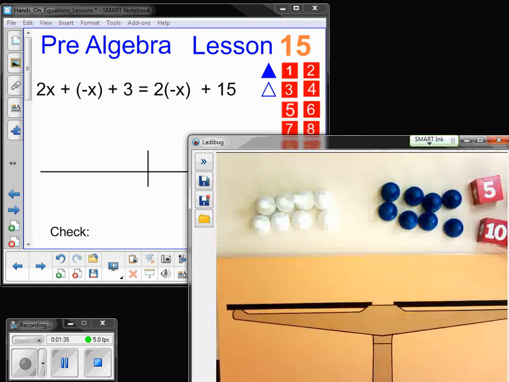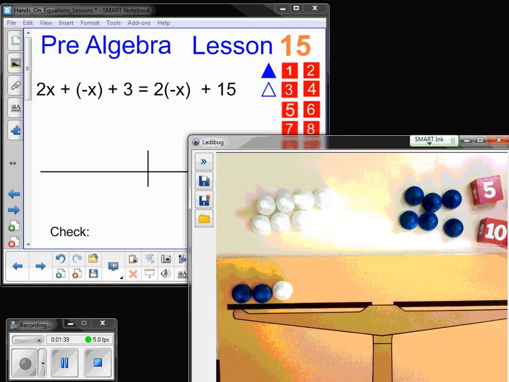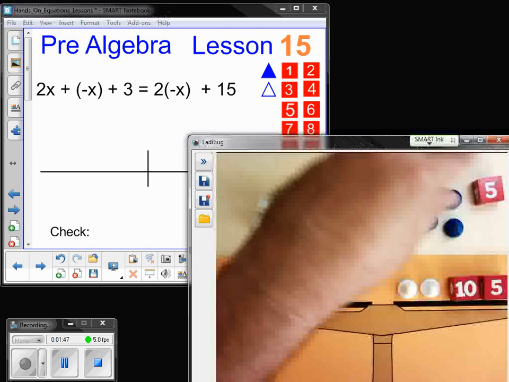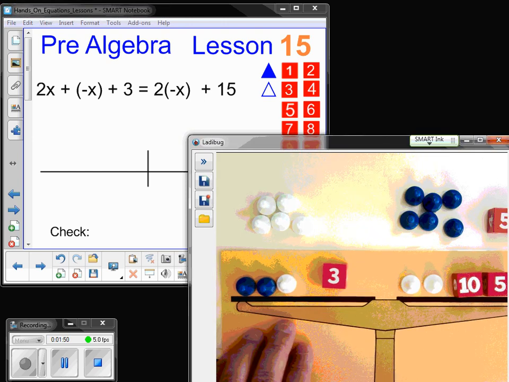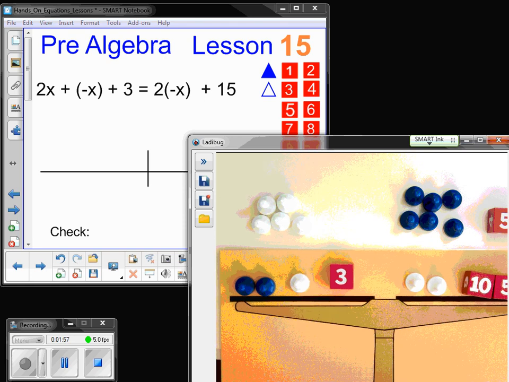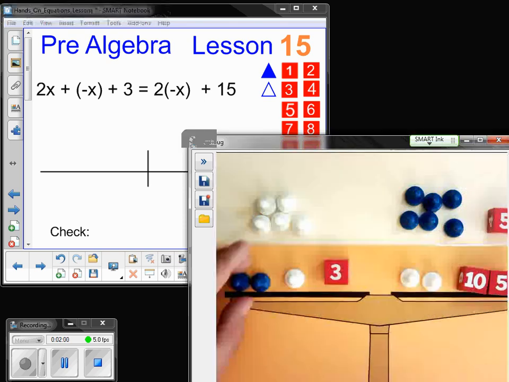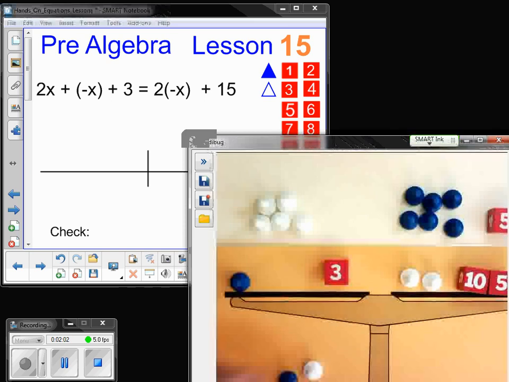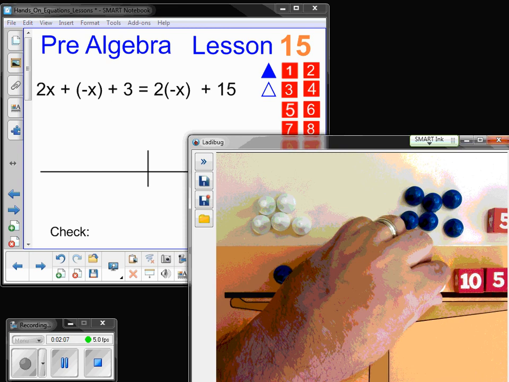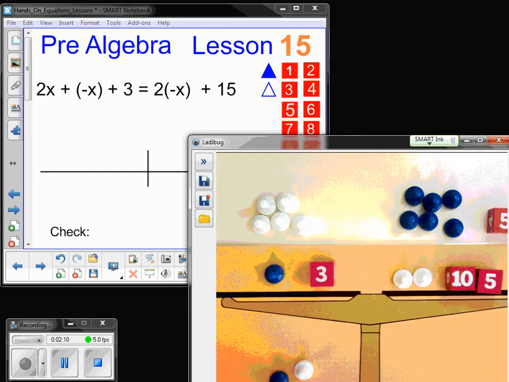So when I look at that problem, I've got to set it up. I've got a 2x plus the opposite of x plus a 3 equaling 2 of the opposite of x plus a 15. So there's my problem. 2x plus opposite of x, or star, plus 3 is equal to 2 opposite of x plus 15, or 2 stars plus 15. Now I've got to solve it. I know an x and an opposite of x cancel each other out. That makes sense. Now I've got an x and a 3 on one side, and 2 opposite of x and 15 on the right.